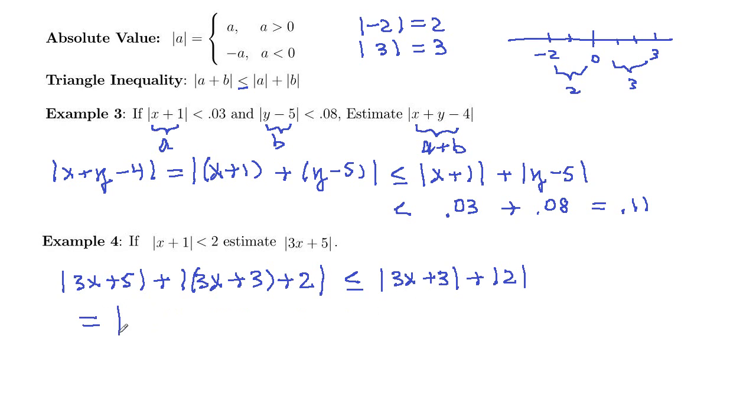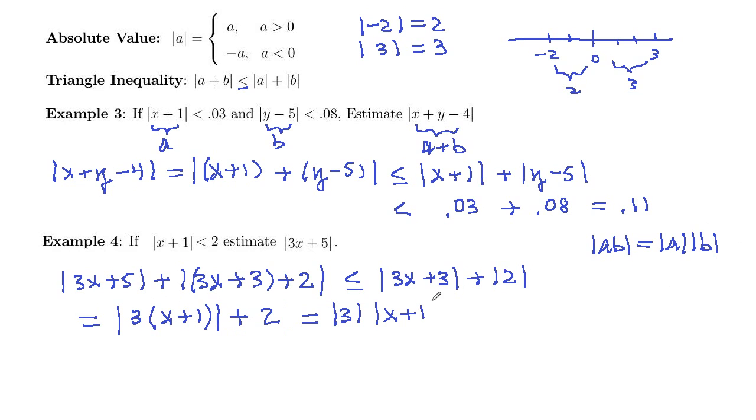So this will be absolute value of 3 times the quantity x plus 1. And then plus absolute value of 2 is just 2. And then absolute value of the product is the product of the two absolute values, right? Absolute value of a times b is absolute a times absolute b. So I can break this product apart and say, well, that's absolute value of 3 times absolute value x plus 1, and then plus 2 on the end.